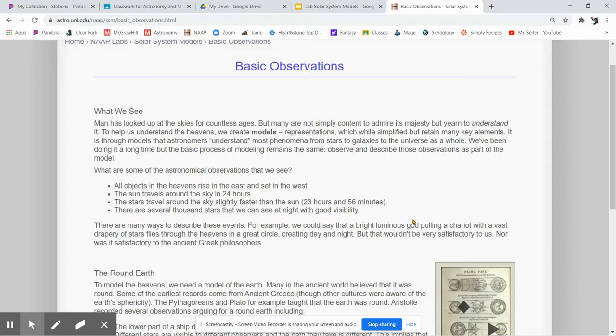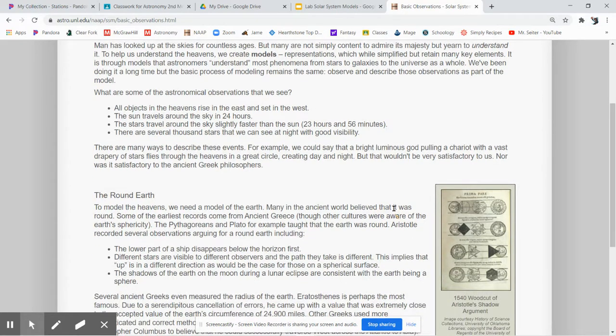Observe, and describe those observations as part of a model. What are some of the astronomical observations we see? All objects in the heavens rise in the east and set in the west. The sun travels around the sky in 24 hours. The stars travel around the sky slightly faster than the sun, in 23 hours and 56 minutes. There are several thousand stars that we can see at night with good visibility.